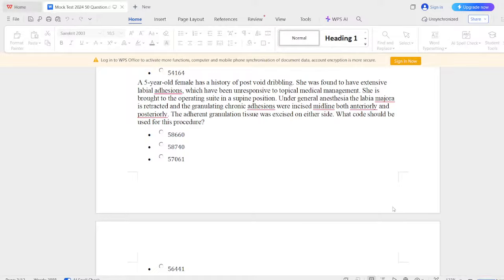A 5-year-old female has a history of post void dribbling. She was found to have extensive labial adhesions which have been unresponsive to topical medical management. She is brought to the operating suite in a supine position. Under general anesthesia, the labia majora is retracted and the granulating chronic adhesions were incised midline both anteriorly and posteriorly. The adherent granulation tissue was excised on either side. So what code would be used for this procedure?